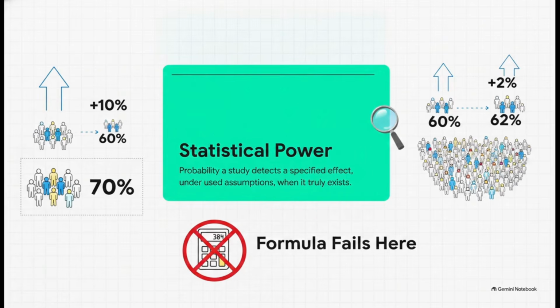If your baseline school attendance is 60% and you want to know if your program pushed it to 70%, well, that's a massive 10 percentage point difference. But what if you need to detect a tiny change from 60% up to just 62%? Detecting a tiny 2% change requires a far larger sample than detecting a massive 10% change. This is exactly why that famous 384 or 385 formula completely falls apart here. You absolutely cannot use a proportion formula to evaluate an impact intervention.